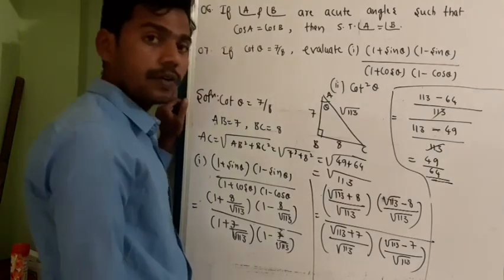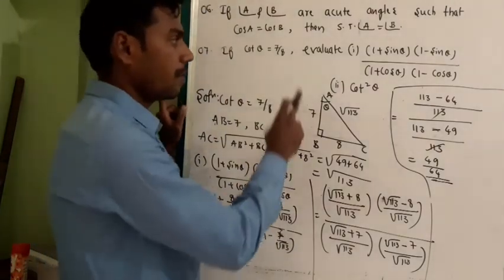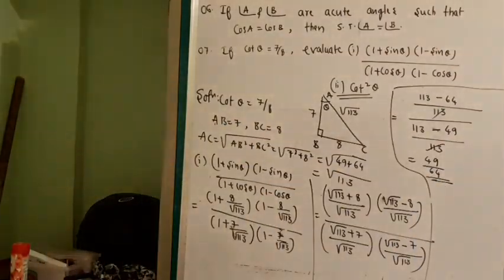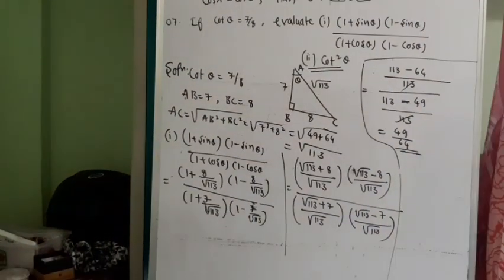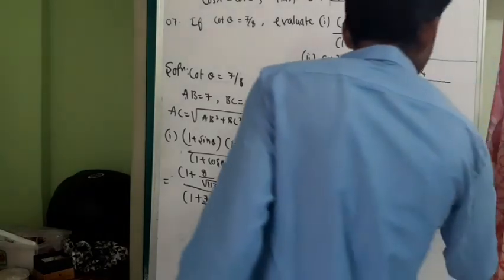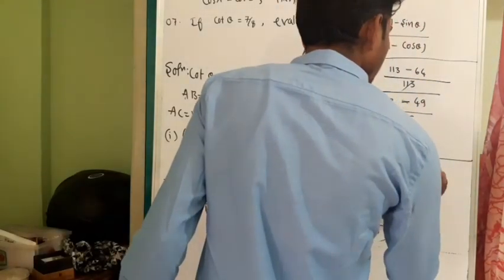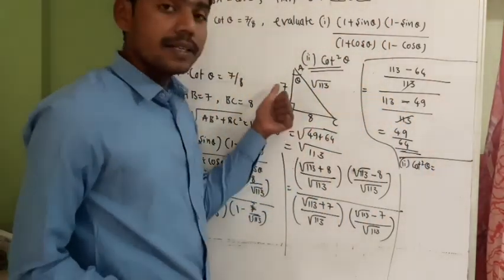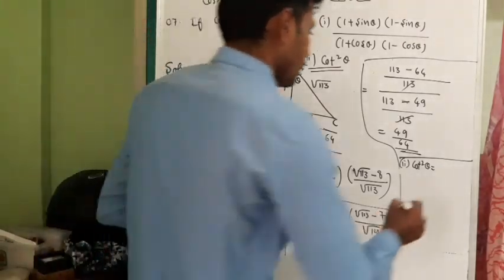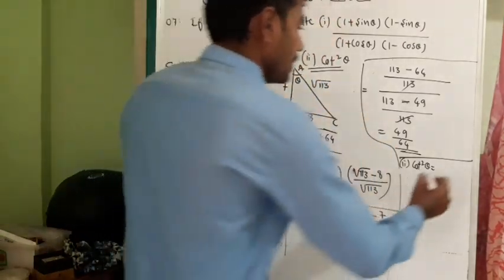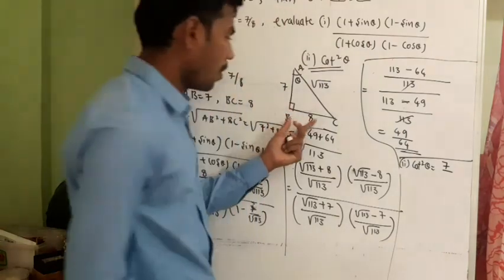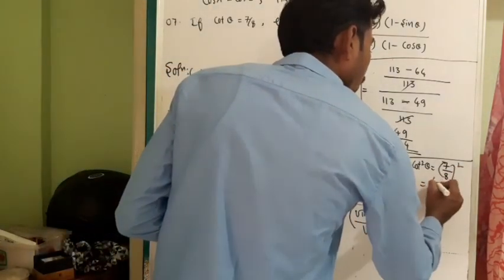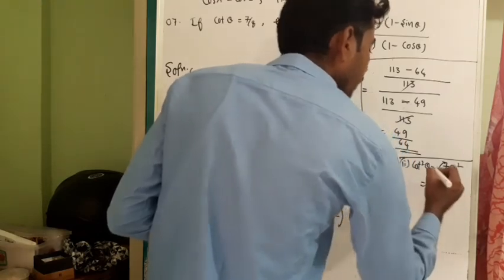Next, you need to evaluate cot square theta. Please note this down, then I will go to that part. Next, cot square theta, second one. So cot square theta is nothing but, see, what is cot theta? Adjacent by opposite. Then what is adjacent here? AB is 7, divided by opposite 8. 7 by 8 whole square, that is 49 divided by 64.